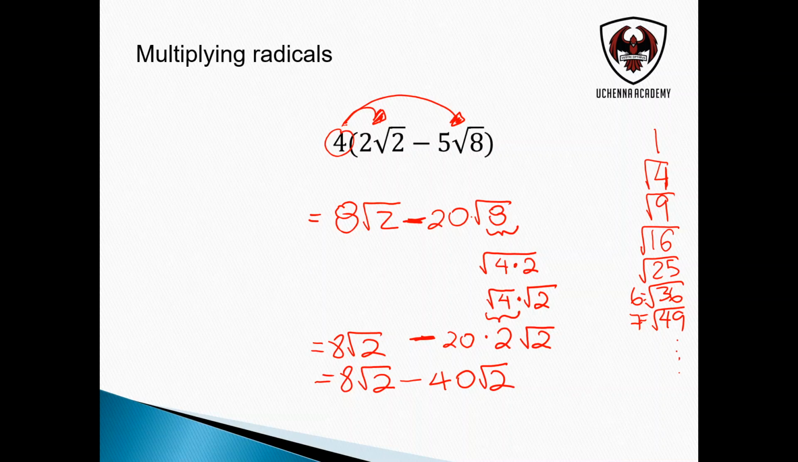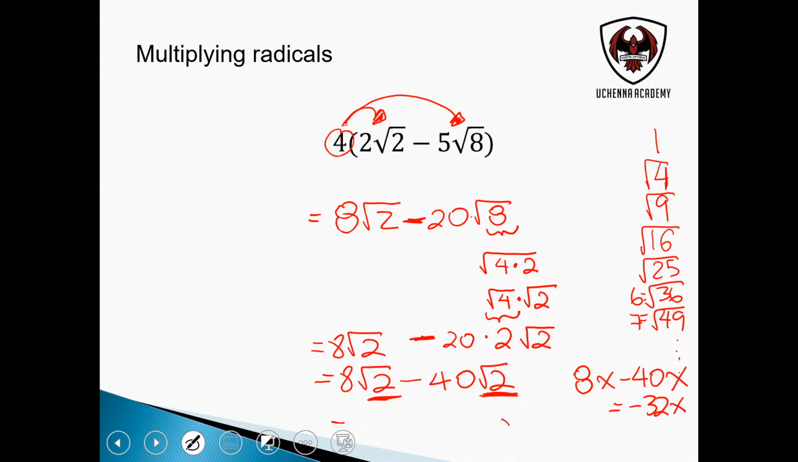There's enough math going on here. But you should now recognize that this square root of 2 and this square root of 2 are exact same. So the radicands are the exact same. We treat these two terms as like terms. So this is similar to saying 8x minus 40x, and if you had that, you would end up with negative 32x. Similarly here, 8 square root of 2 minus 40 square root of 2 will give me negative 32 square root of 2, and that is your final answer.